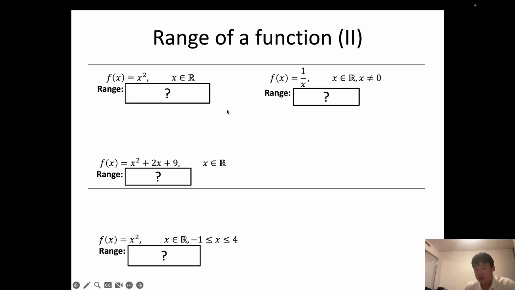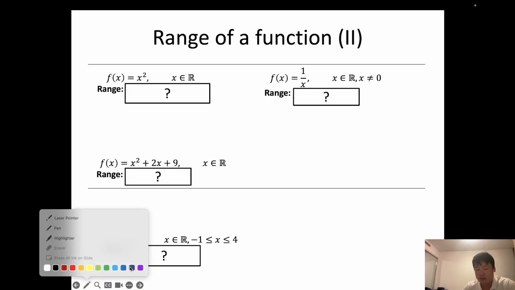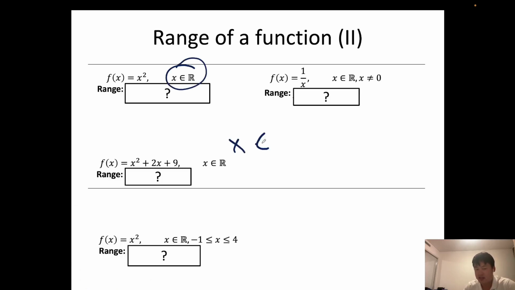Now take a look at this. Make sure you understand what this means. This just means x is an element of the real numbers. What it means in simple English is this, okay?